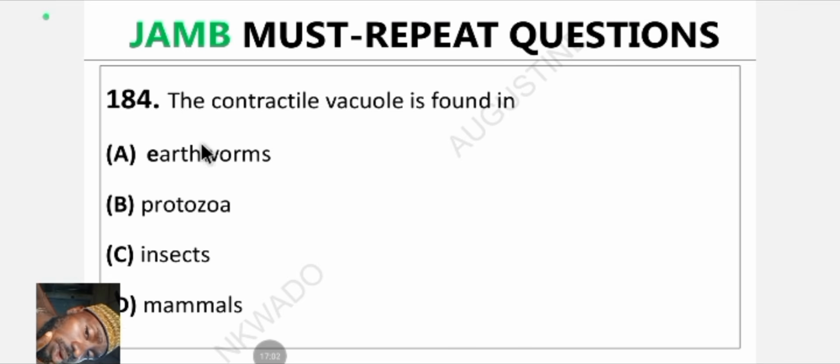Question 184. You are a scholar, right? The contractile vacuole is found in what? A. Earthworm. B. Protozoa. C. Insect. D. Mammals. What is the answer? Drop the answer in the comment section.